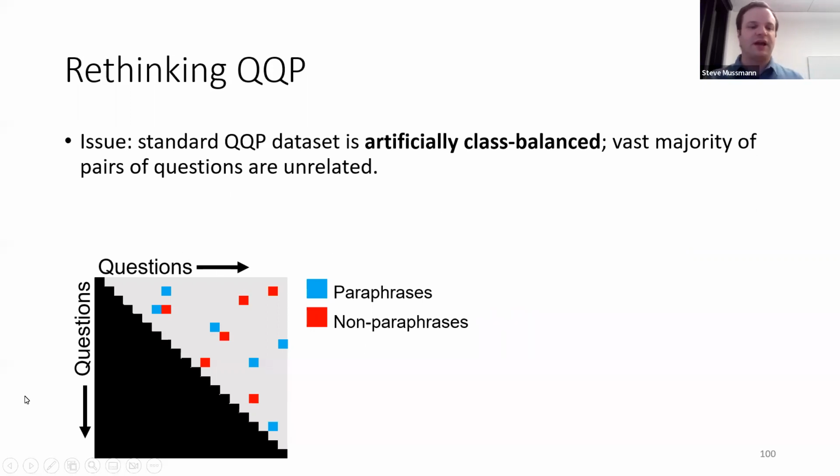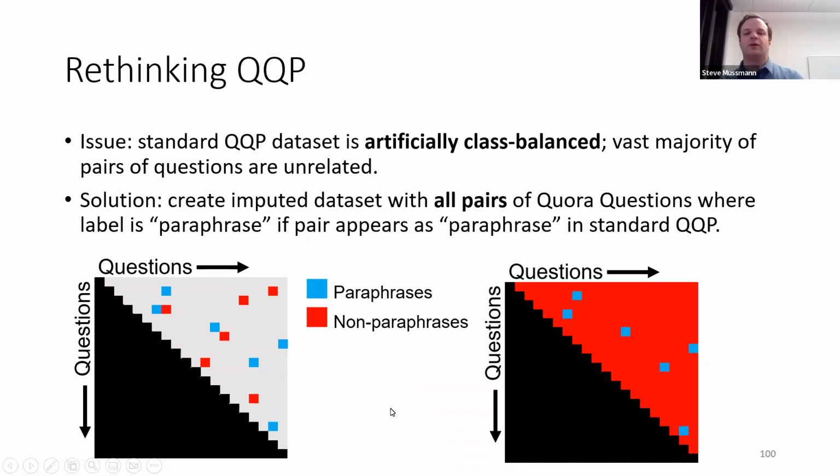So here in this little diagram, you can see that if we look at the question by question matrix, so pairs of questions, then the blue correspond to pairs that are paraphrases and red as pairs that are not paraphrases. Our solution is to create an imputed data set with all pairs of Quora questions, where a label is paraphrase if that pair appears as a paraphrase in standard QQP. So we've taken all these unrelated gray questions and mapped them to red. And you might be concerned that, well, maybe there's some paraphrase in the gray. But we did a systematic study, and this appears to not be the case, that the pairs that do not appear in the Quora question pairs data set are indeed not paraphrases.